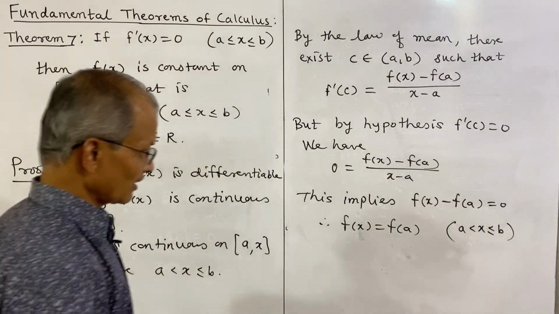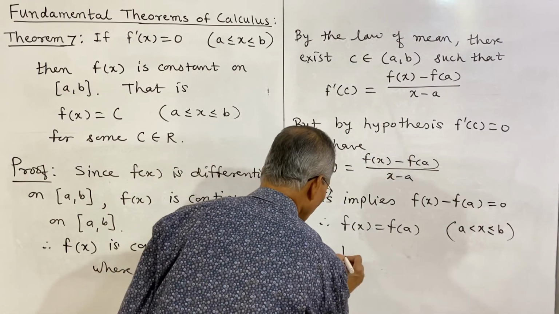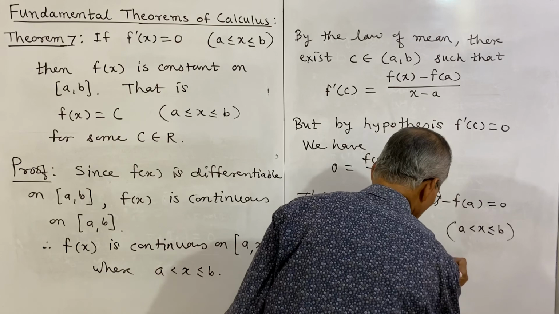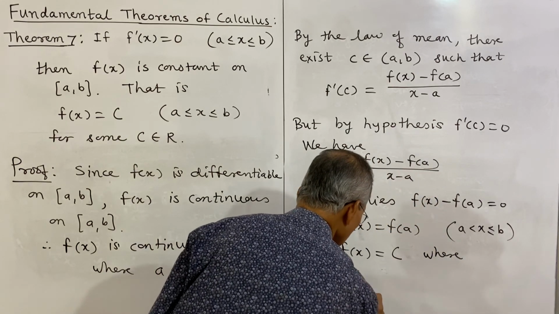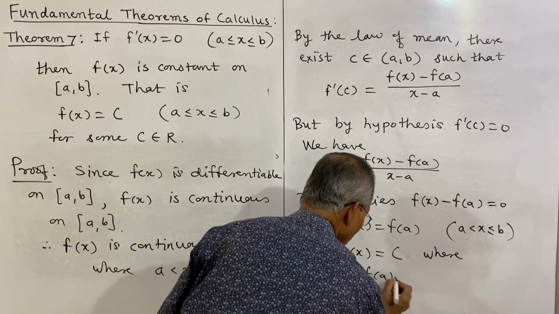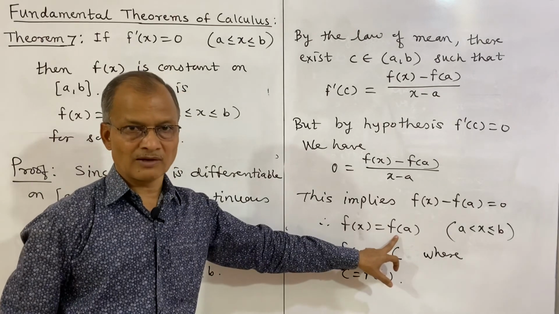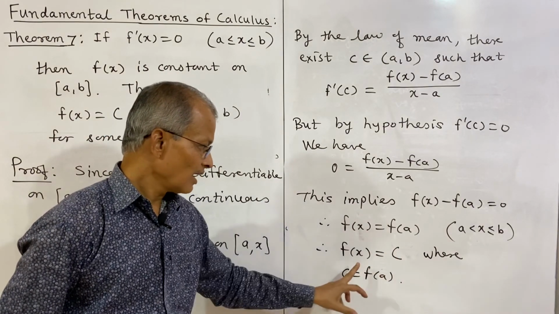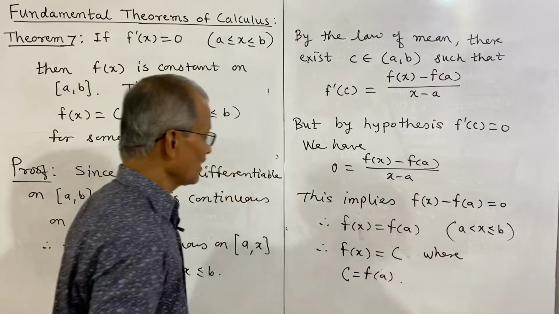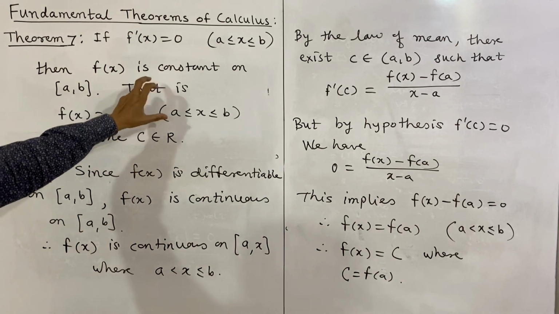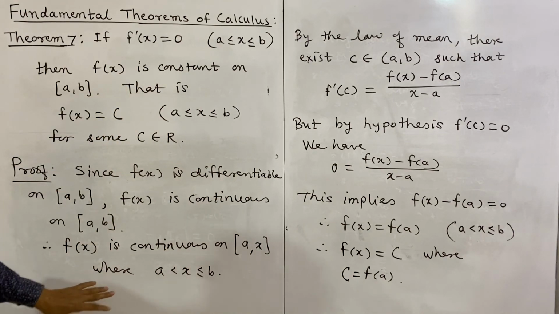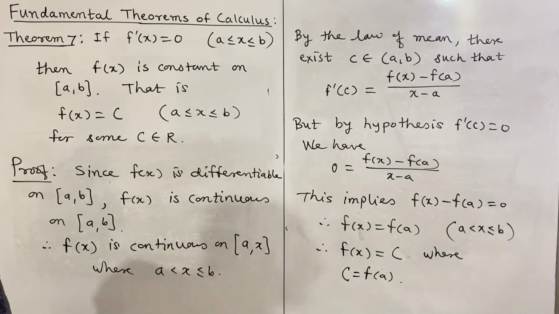Therefore f of x is equal to c, where c is equal to f of a, which is a fixed real number. We can take that value as capital C, and therefore the function is constant. F of x equal to c means the function is constant. So this is the result: when the derivative is 0, the function is constant. We have used Lagrange's mean value theorem to prove the theorem.